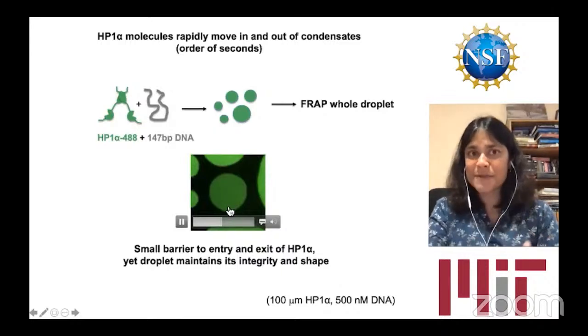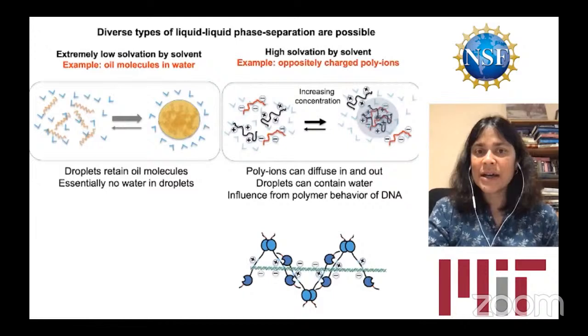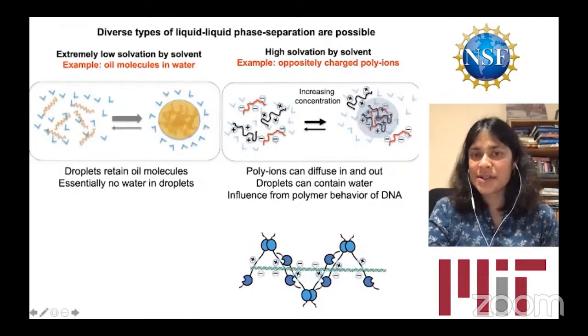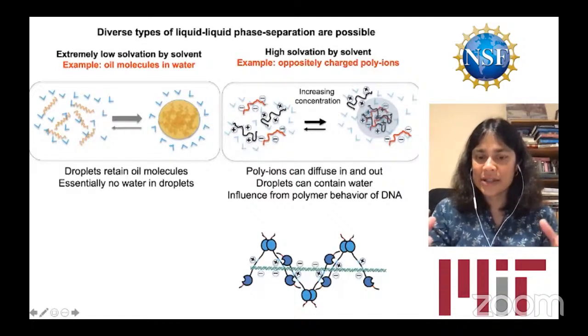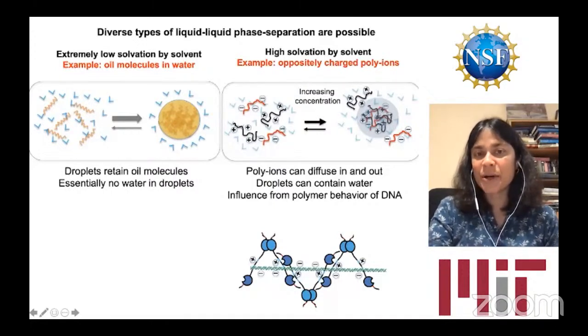So this and other experiments I don't have time to show you suggest that the HP1 DNA phase separation system more resembles the system I've shown on the right here that is driven by electrostatics, and less so the system of oil and water, where you have sharp boundaries and a real containment of the HP1 molecules.